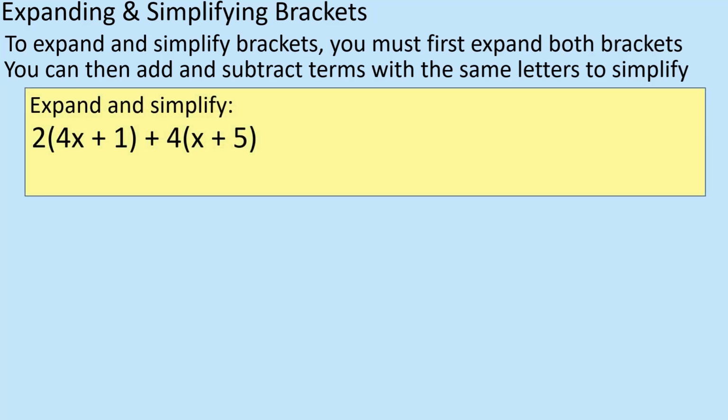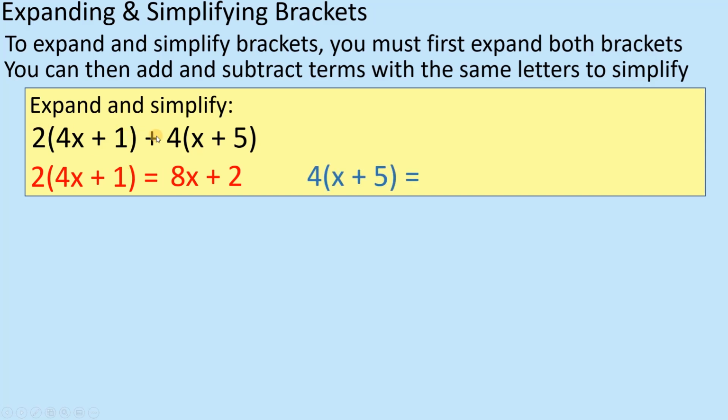Here we go. To keep it easy to start with, you'll notice that everything is positive and pluses and everything like that. Often that makes your life a little bit easier because you don't have to worry about it. But your job really is to worry about it and keep your eye on it. So we're going to do the 2 times the 4x first. So 2 times 4x is going to give me 8x, and then 2 times the 1, which will give me 2. So 8x plus 2. So that's the first one.